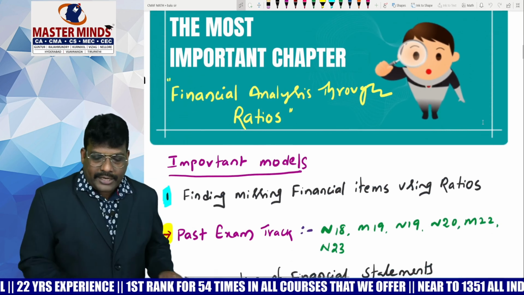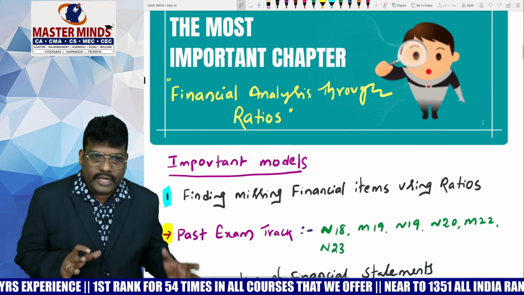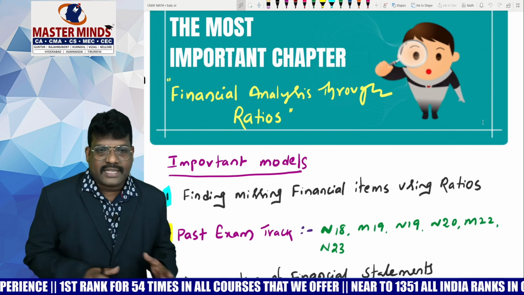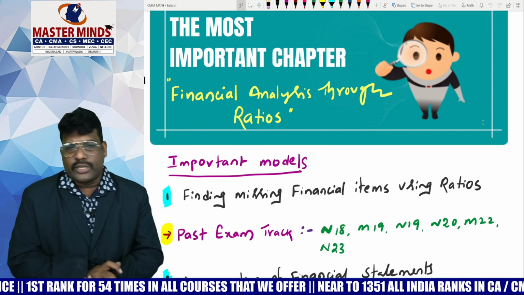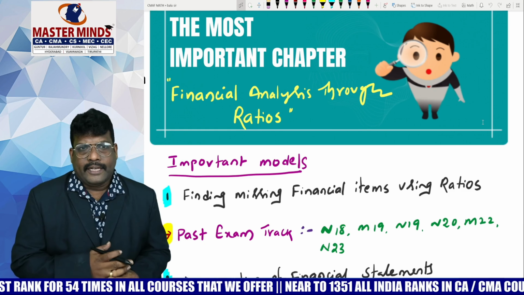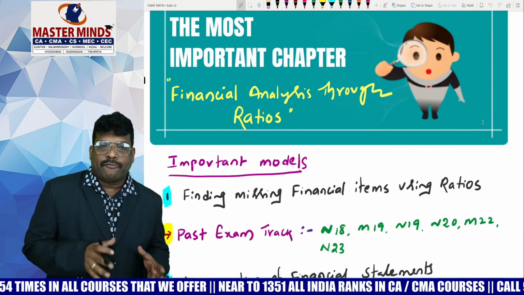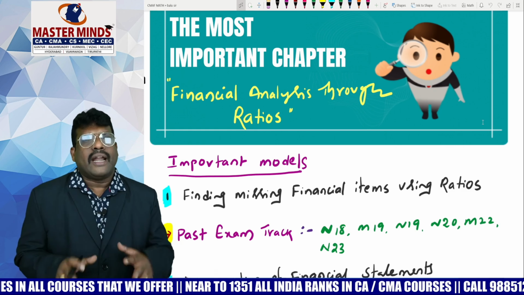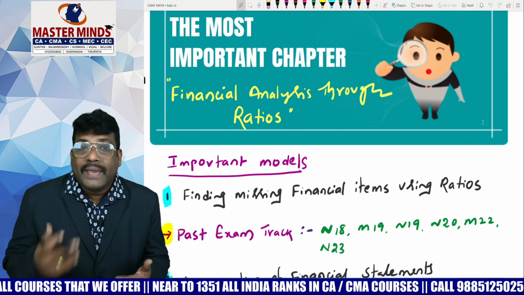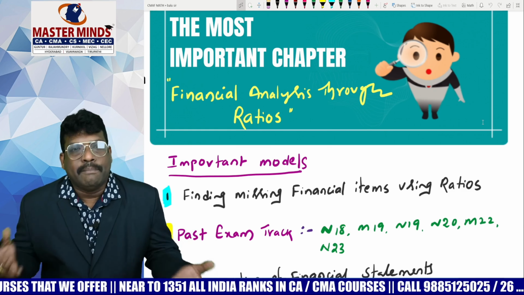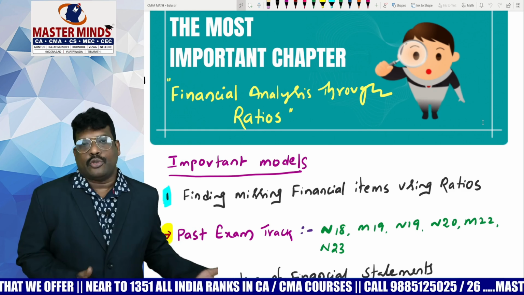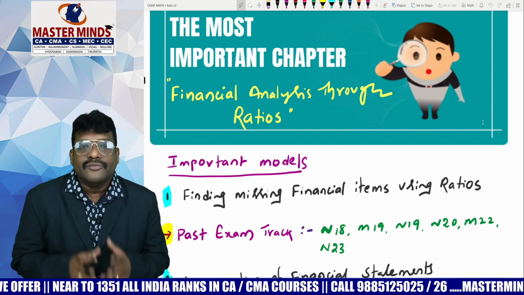First of all, I would like to tell you the most important chapter, financial analysis through ratios. Well, dear students, ratio analysis. If you are a financial management student and you want to understand whether the company is performing better, worse or average, you have to make an analysis. This analysis can be done with the support of ratios. That is the basic idea of this chapter.